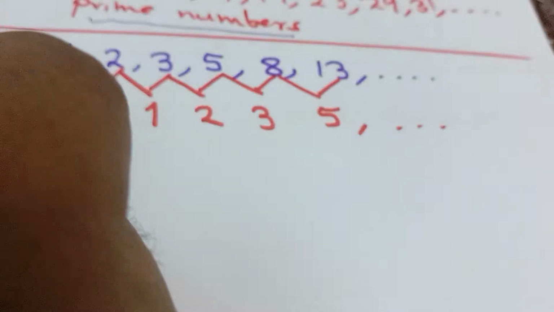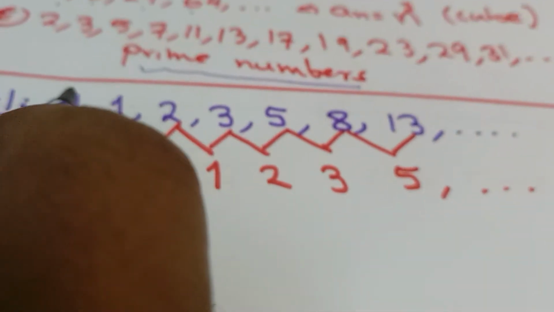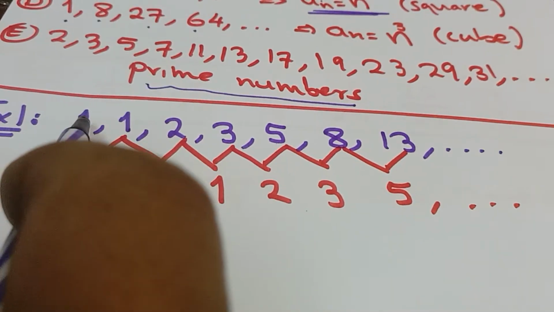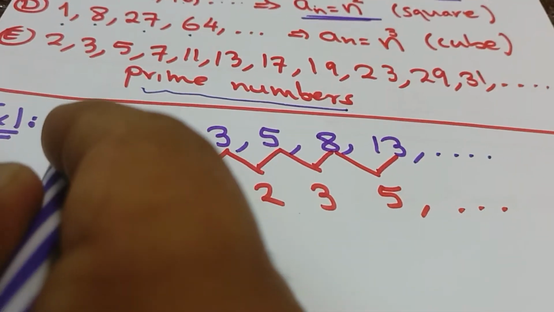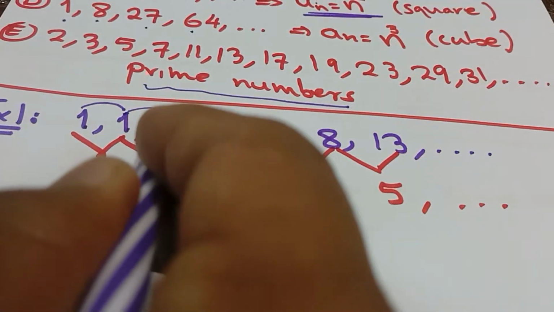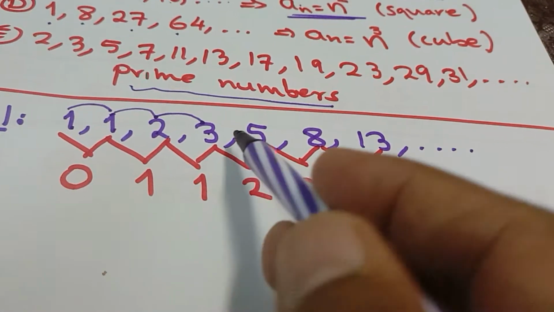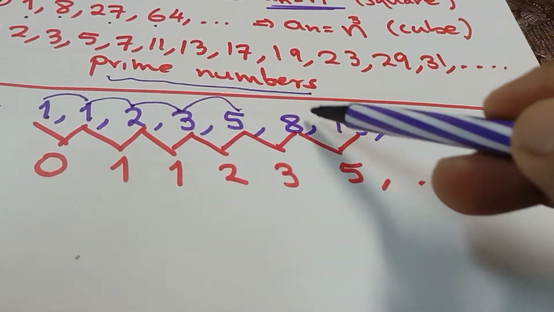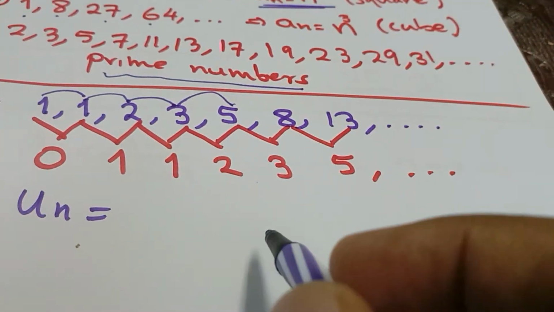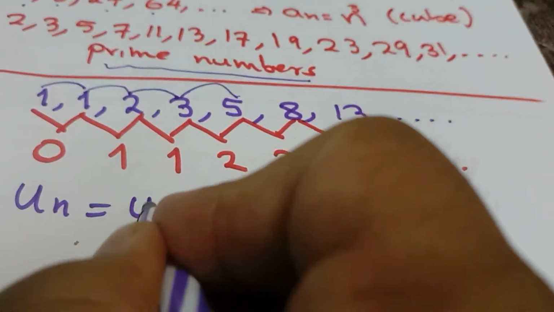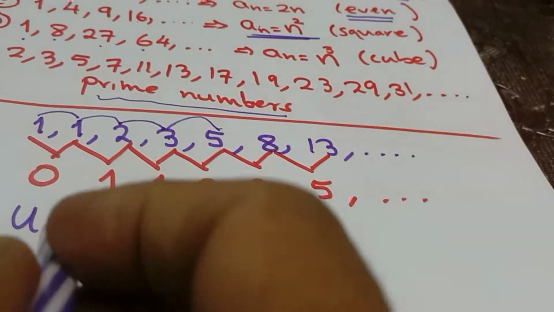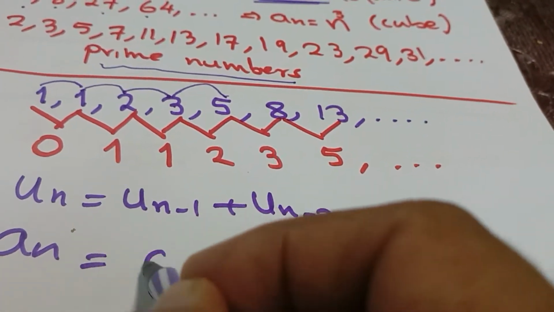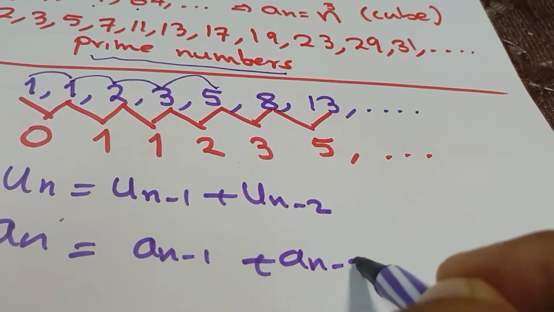But if I take a look a little bit carefully, this is 1 plus 1. So 1 plus 1 gives me 2. If I add 1 and 2, I'll get 3. If I add 2 and 3, I'll get 5. If I add 3 and 5, I'll get 8. So this is just un, which will be the addition of the two previous terms, which is un minus 1 plus un minus 2. Okay, or we call them an. It's an minus 1 plus an minus 2.